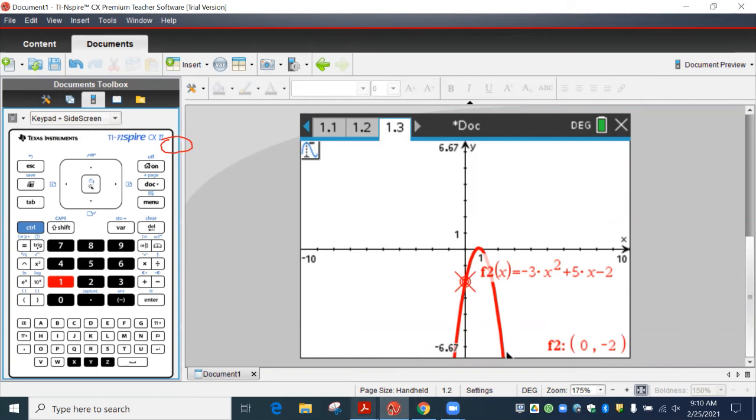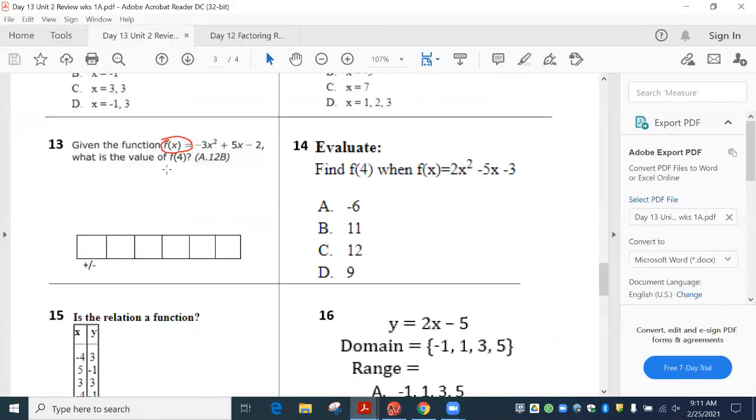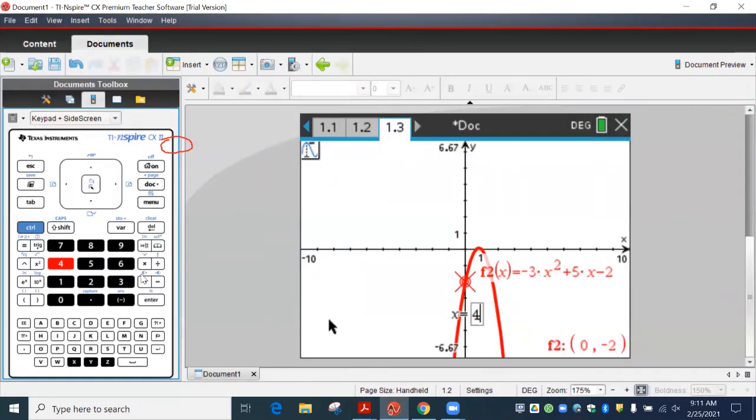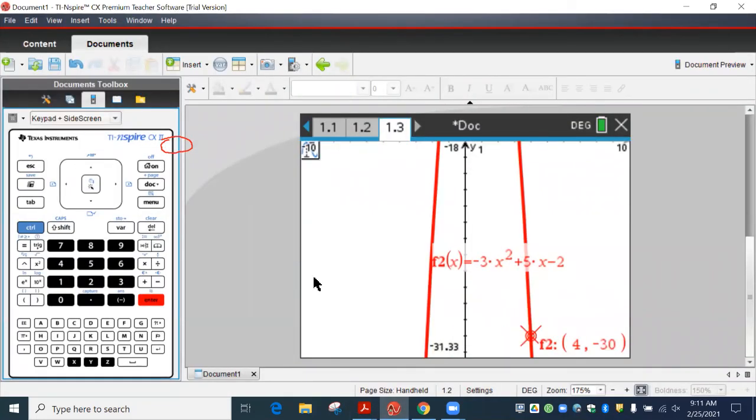So go look at your paper. Just look around this problem. Do you see any extra numbers? Yeah, we see the number 4, right? Well, go type in the number 4. And you're like, but what does it mean? Well, what it means is it's replacing this X. But even if you don't know what it means, just type it in and see what happens. So we're going to type in 4 and hit enter.